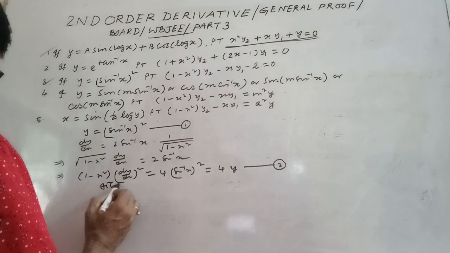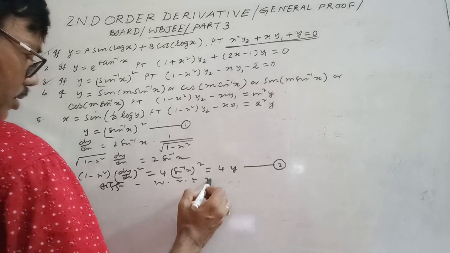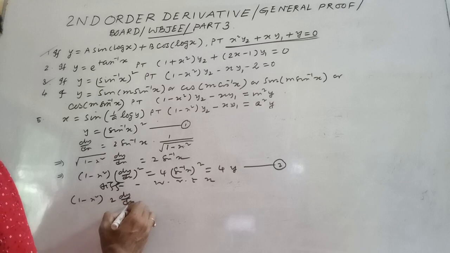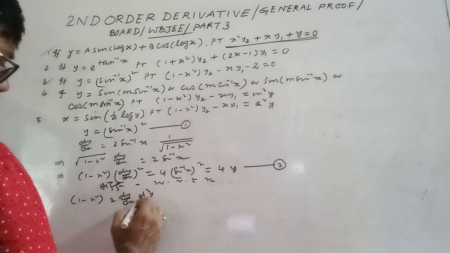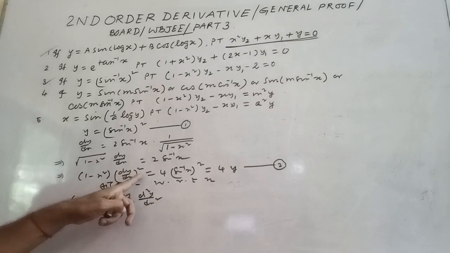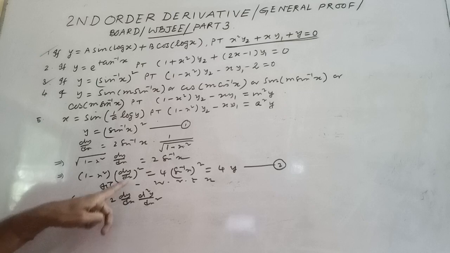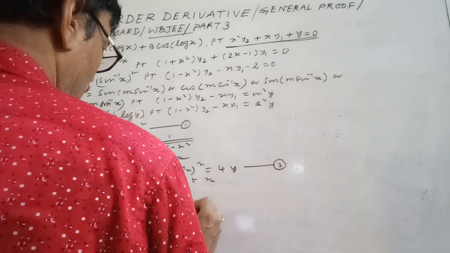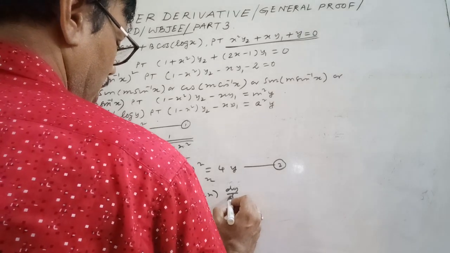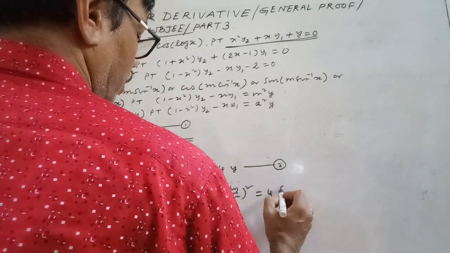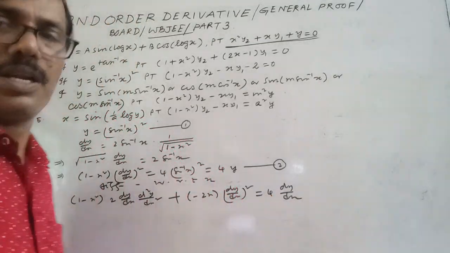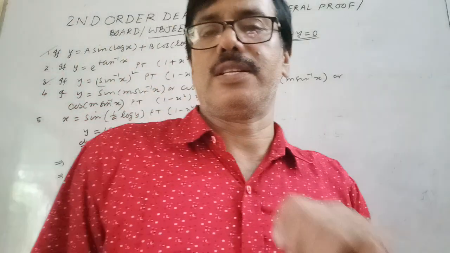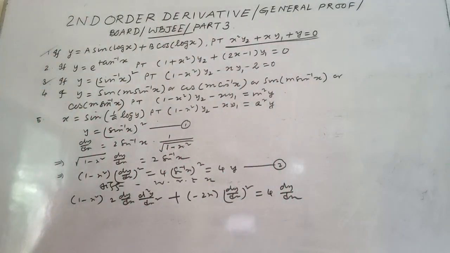Now differentiating both sides with respect to x. So 1 minus x square unchanged. The derivative of dy by dx whole square is 2 dy by dx into d2y by dx2, plus minus 2x into dy by dx whole square, equals 4 dy by dx. Now mind it, if you take the square on both sides, then 2 dy by dx will be cancelled on both sides. So let us verify.